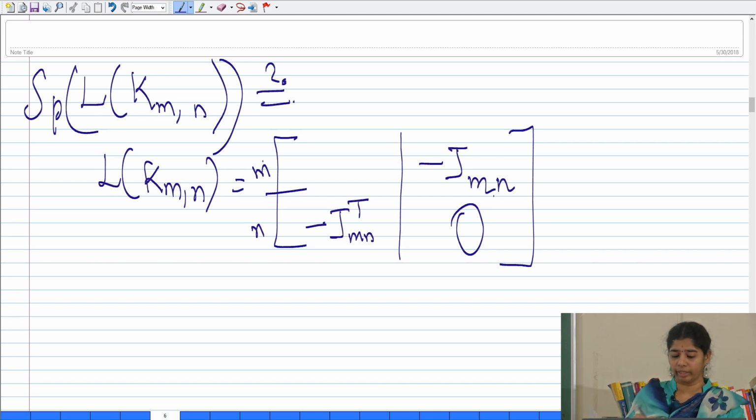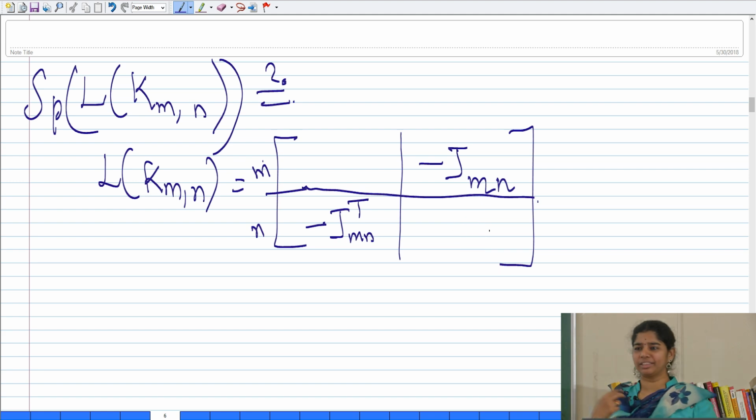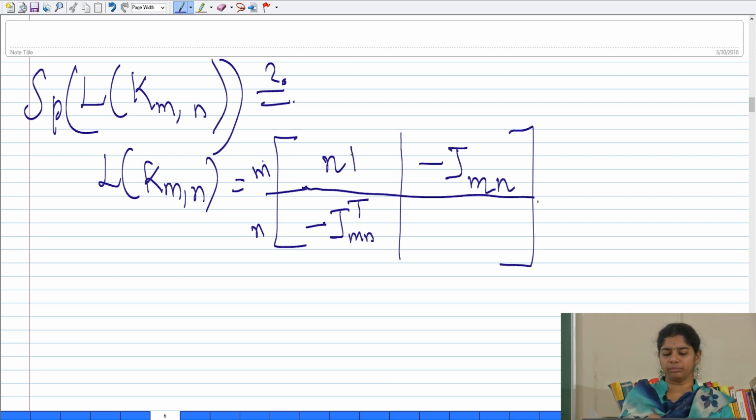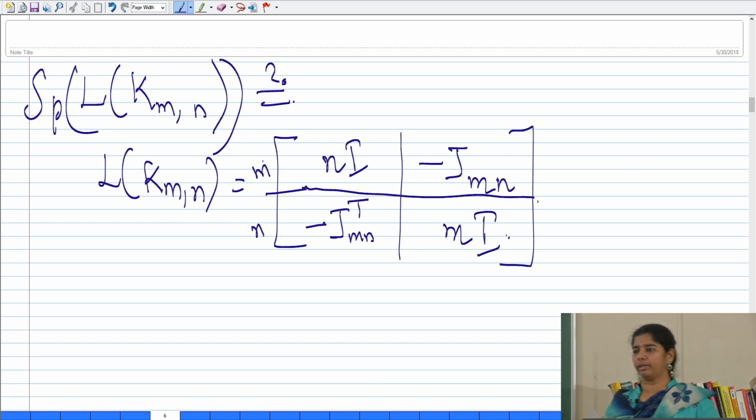Sorry, this is not 0 again. So what will be these two? Is it 0? I have said it is not 0. So what should it be? The diagonal entries should be the degrees, right? That we still have to keep track of. We are talking about the Laplacian. So from the first partition, every vertex has degree n. So this would be n times the identity matrix, and this would be m times the identity matrix, right?